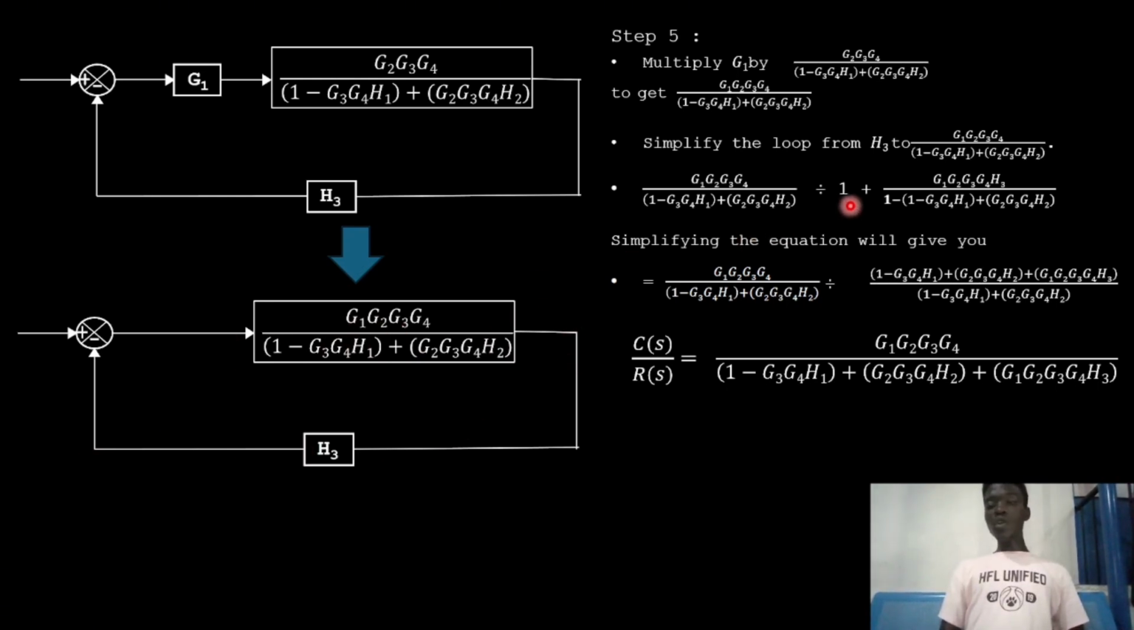And in that case, to simplify the loop from H3 to the expression obtained, it's going to be the expression obtained divided by 1 plus the same expression. And to simplify this, you have to find the LCM, where the denominator becomes the LCM, and the denominator is then multiplied by this one before it's added to the numerator over here. And that is what has been simplified in this expression over the same denominator. So in that case, this is going to be divided by this. But then to do away with the division sign, we change it to a multiplication sign and we reciprocate the right side of the expression.